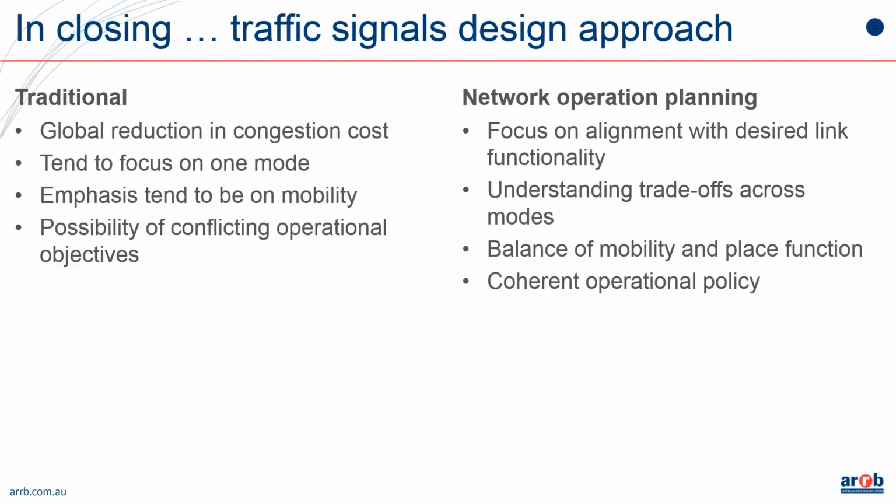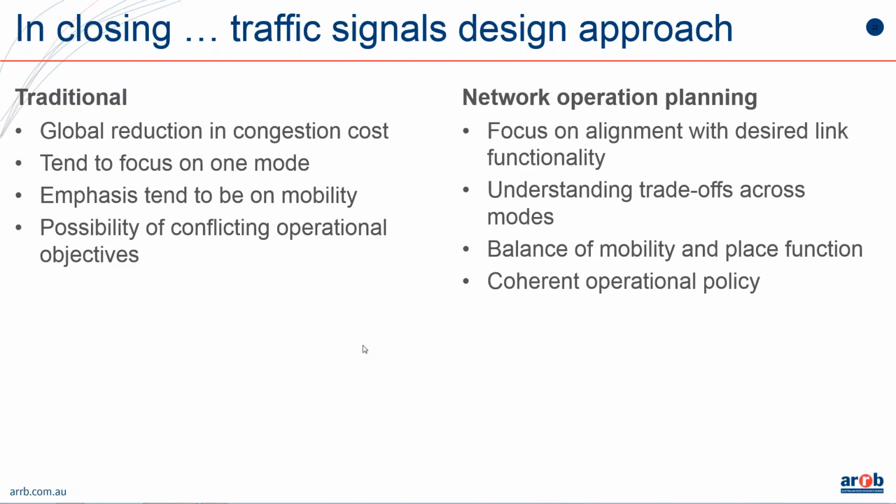So in closing, let me summarize some of the key points by contrasting a traditional approach versus a network operation planning approach. In a traditional approach, typically the idea is to reduce the total cost of congestion, a global reduction in congestion cost, more in terms of improving efficiency. However, in a network operation planning context, the focus is on alignment with desired link functionality.